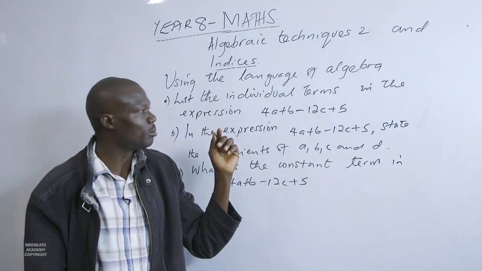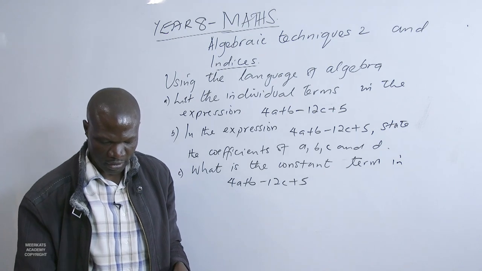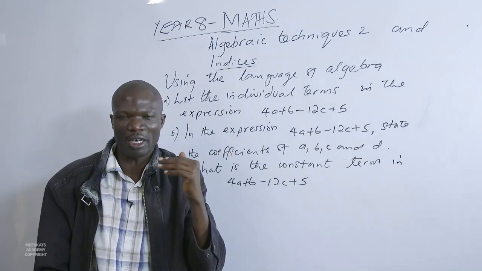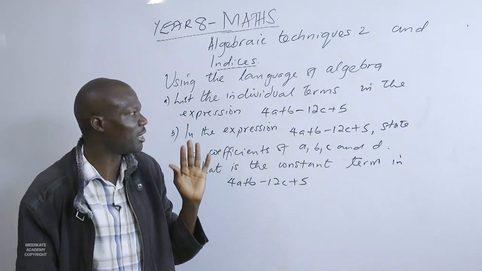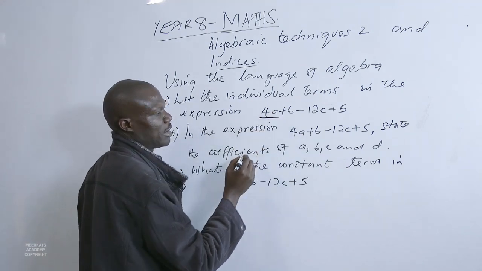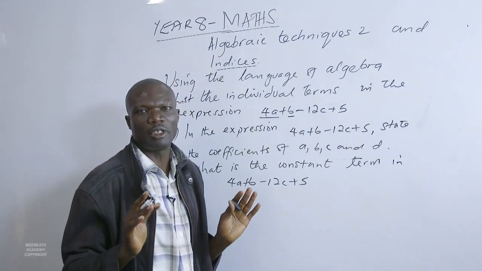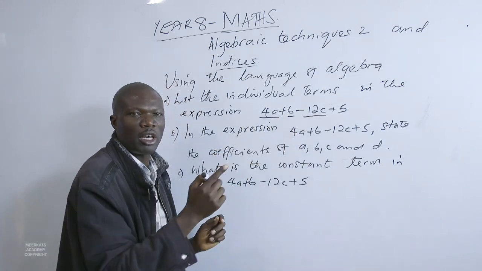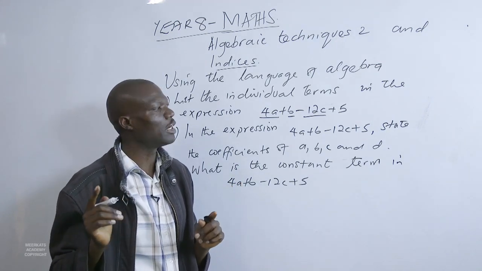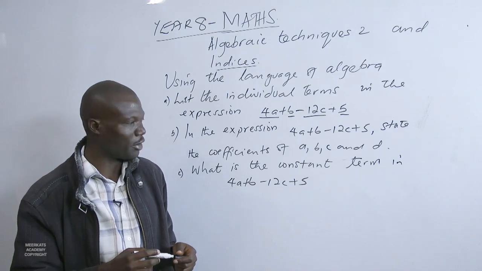4a plus b minus 12c plus 5. That is the question that we have. Precisely, how many terms are there before we even list them? You'll notice that 4a is a term, b is a term on its own, minus 12c or negative 12c is also another term, and we have the constant term there, which is 5.